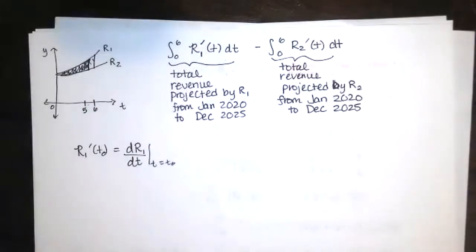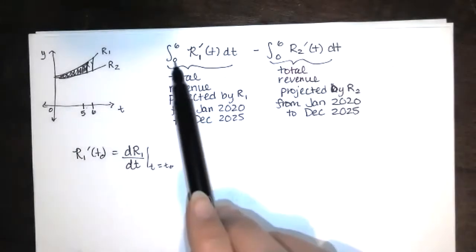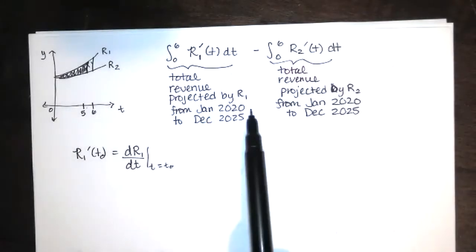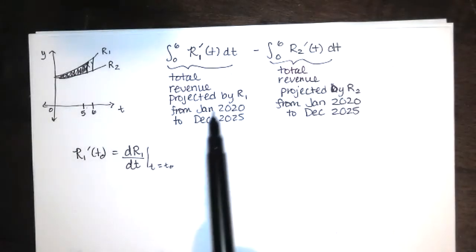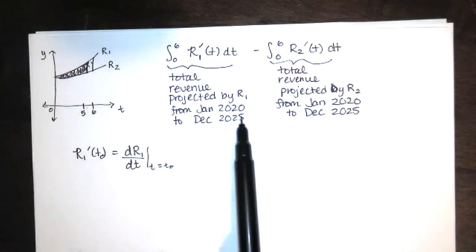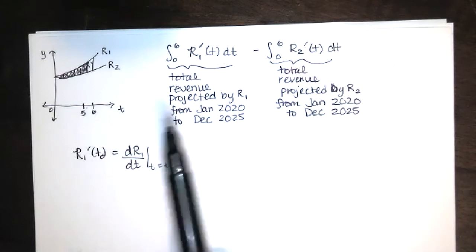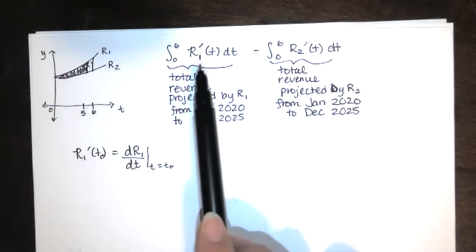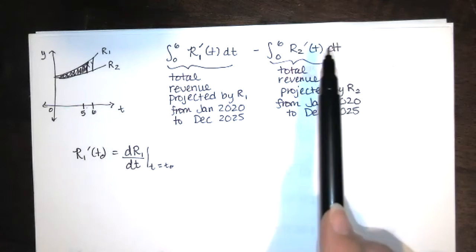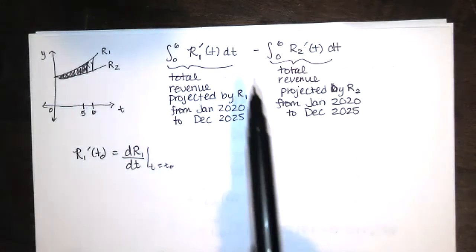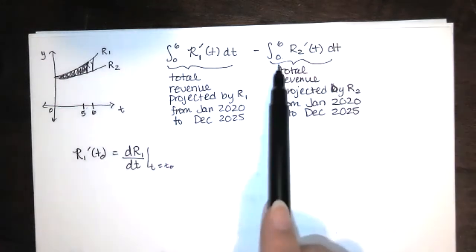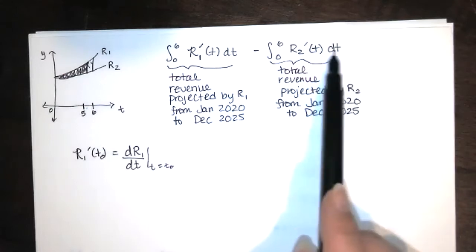I keep showing you work from a different problem there. Okay, so we're going to integrate from 0 to 6 to make sure we capture all of that projected revenue from 2020 to 2025. And rather than integrating R sub 1 minus R sub 2, we're going to integrate R sub 1 prime minus R sub 2 prime. Because the limits of integration are the same. We're integrating both of these with respect to t.